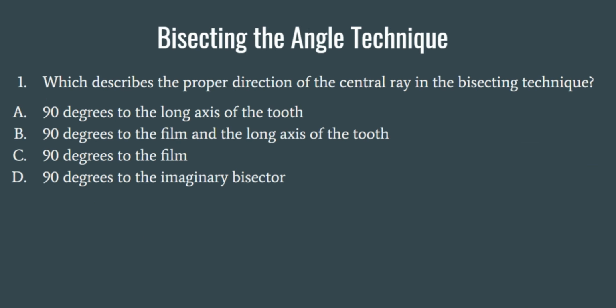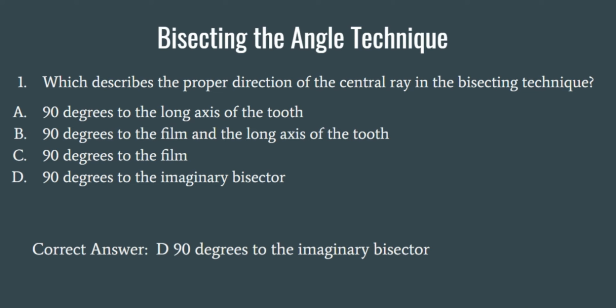And to review, this is kind of a short unit, so we've got a shorter review. Which describes the proper direction of the central ray in the bisecting technique? A, 90 degrees to the long axis of the tooth. B, 90 degrees to the film and the long axis of the tooth. C, 90 degrees to the film, or D, 90 degrees to the imaginary bisector. The correct answer is D, 90 degrees to the imaginary bisector.